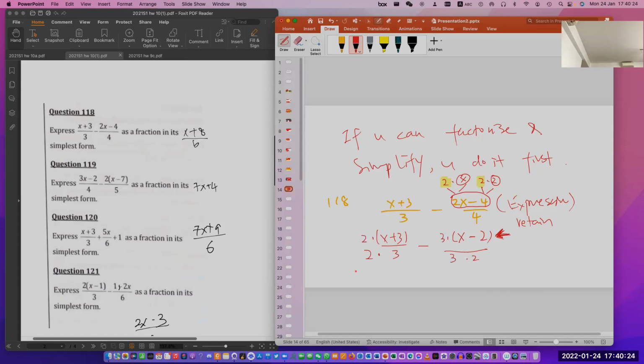So let me continue. So you will have, let me open the brackets here. So it's 2x plus 6 over 6. And this will be 3x minus 6 over 6. Okay, so let me continue on the next slide.